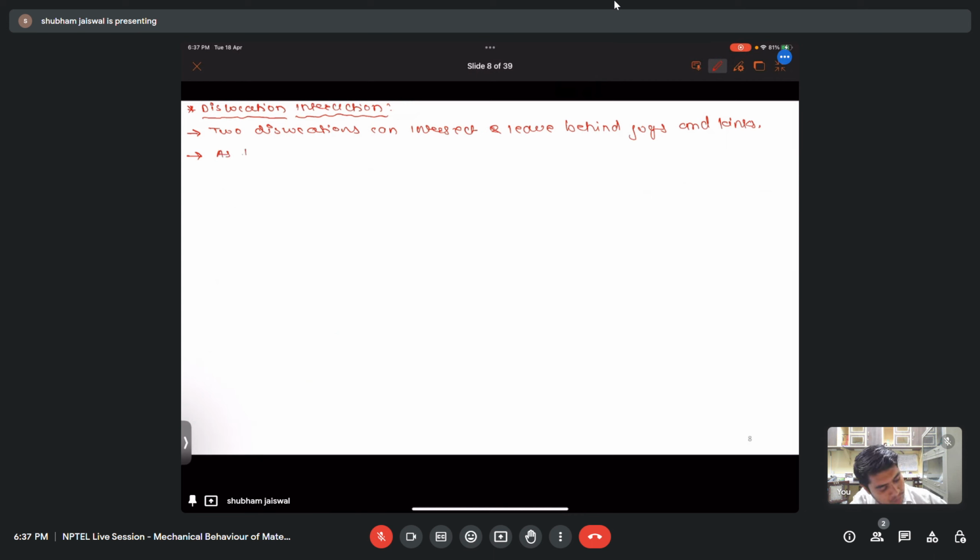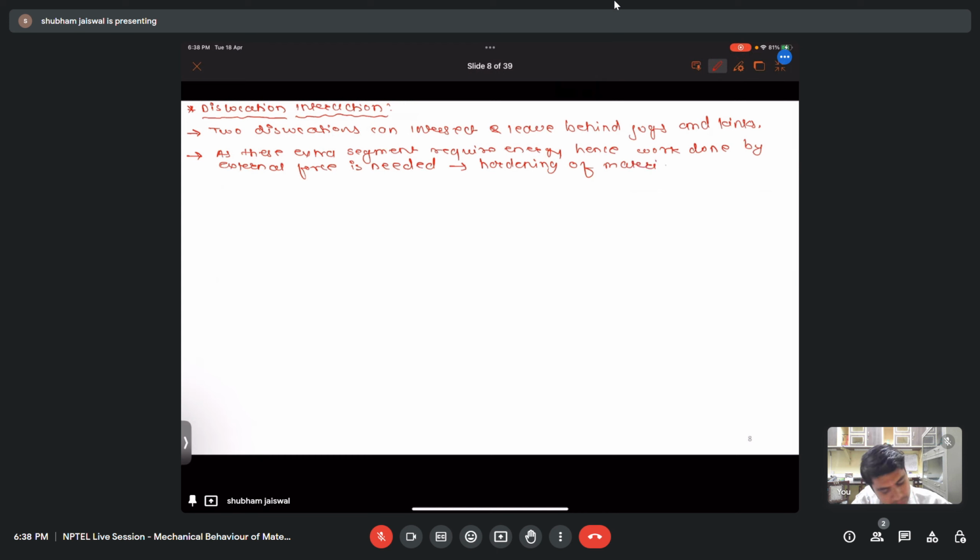So as this extra segment requires energy, hence work done by the external force is needed and it will result in the hardening of the material.